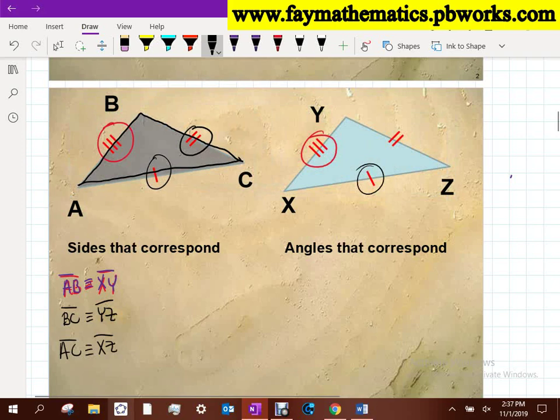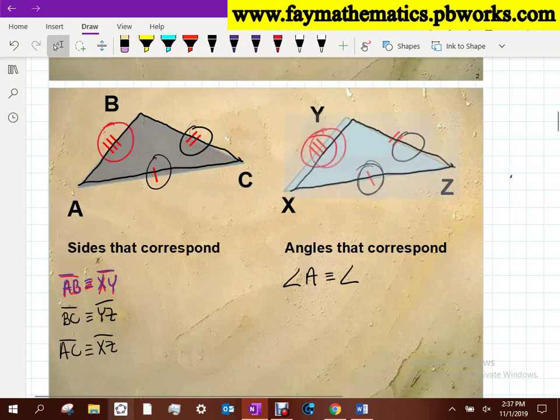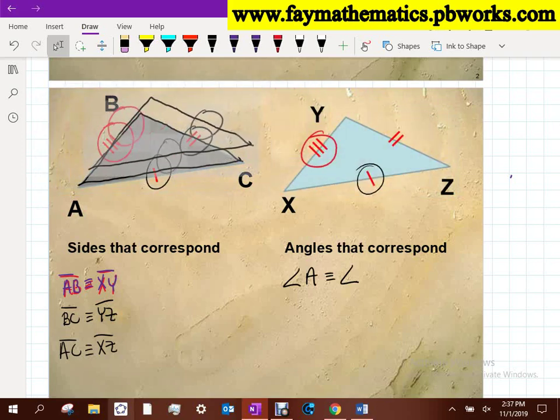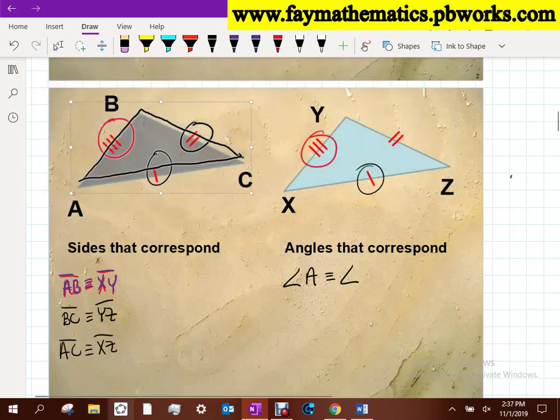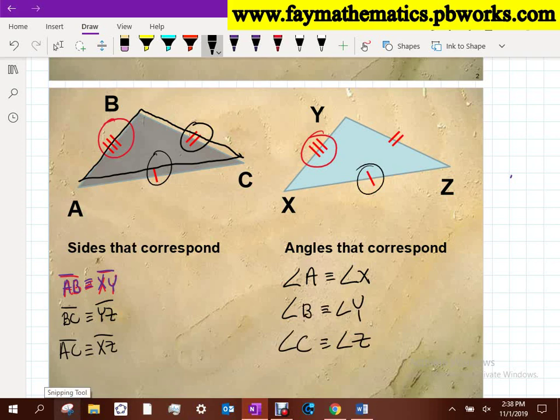So if I look at the angles that match, what's angle A going to match to? Again, if I overlap these, A goes to X, right? What's C go to? Z, and B is going to then go to Y, right? So A goes to X, B goes to Y, and C goes to Z. Okay? That is information that we know is going to be true when these two triangles are congruent.